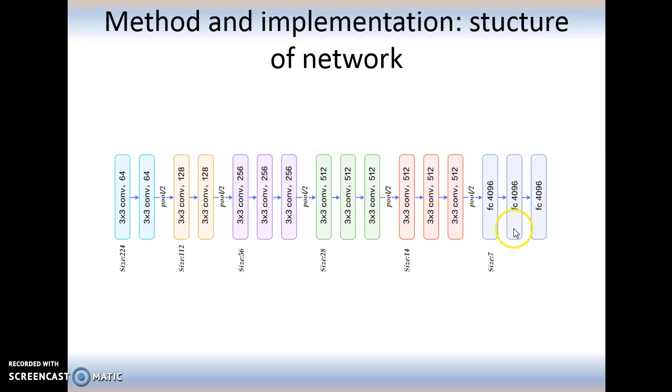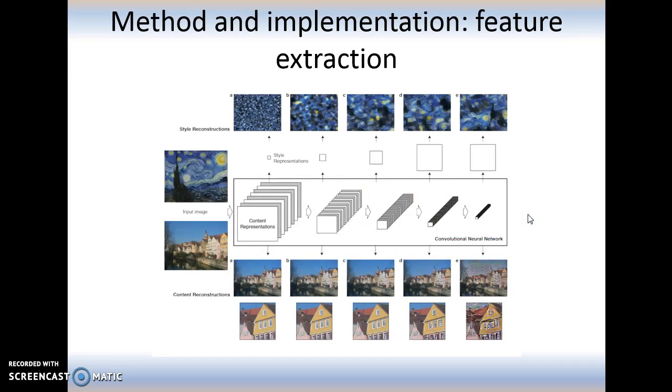In the original VGG16 network, there is a group of fully connected layers after the convolutional layer groups. This is usually used for image classification. Since we are not going to use this part, we just disable it when we are implementing our work.